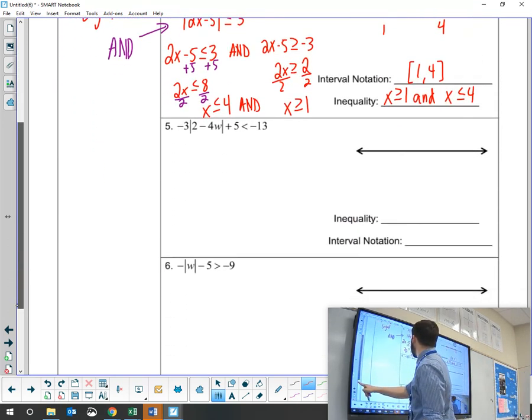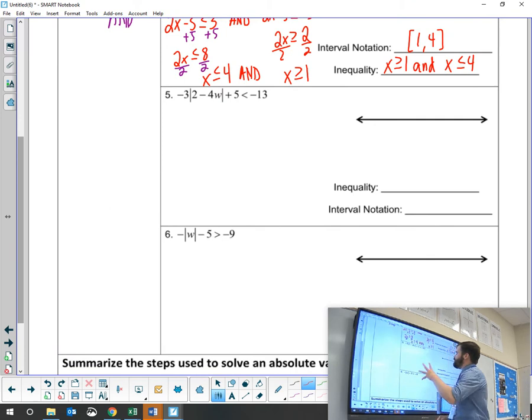Number 5. The only thing tough about number 5 is I have to solve for my absolute value first. Just like I had to clear the fraction up there, I have to solve for my absolute value first. So what I'm going to do from the very beginning is minus 5 to both sides. That's going to leave me with negative 3 times that absolute value is less than negative 18.